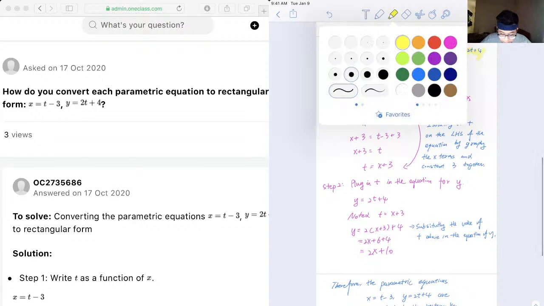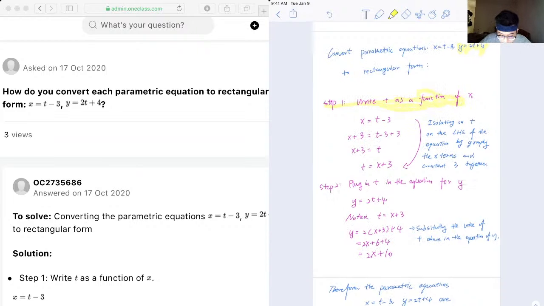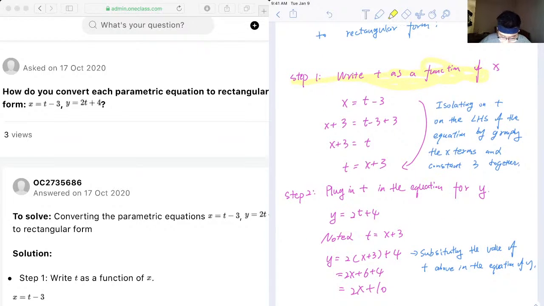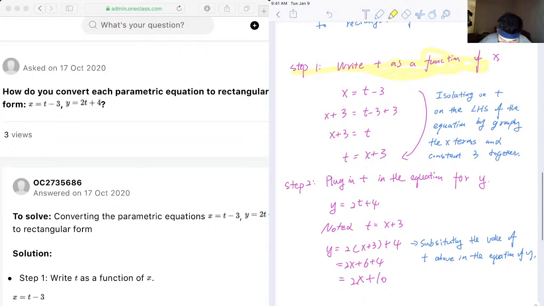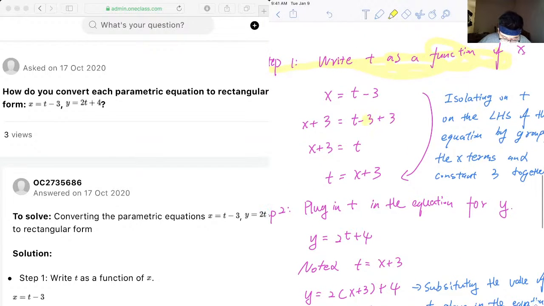So just remember the two steps. The first one is we need to write t as a function of x. You can either just add the opposite of the specific number, or you can just consider that I'm moving the -3 to our left hand side. Things we move to the other side, the sign is going to be opposite. So -3 becomes a +3.